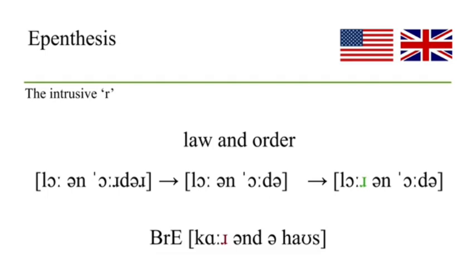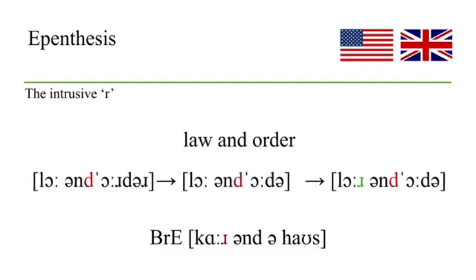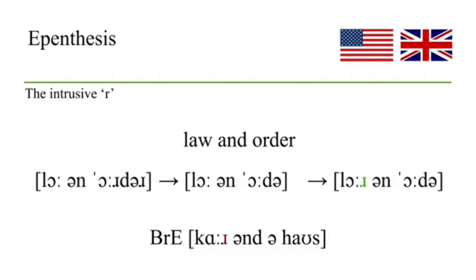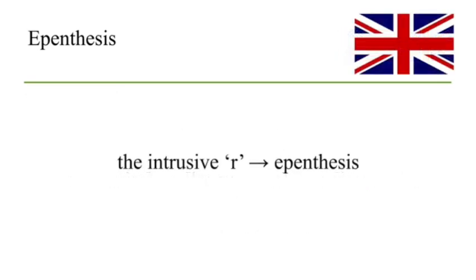And of course, this happens in rapid speech, so "and" would be pronounced as "and", law and order. And actually, in rapid speech, the D would drop, so we would have a case of deletion as well, law and order. So "and" would become "an". So this is a case of intrusive R. Intrusive R is an example of epenthesis.